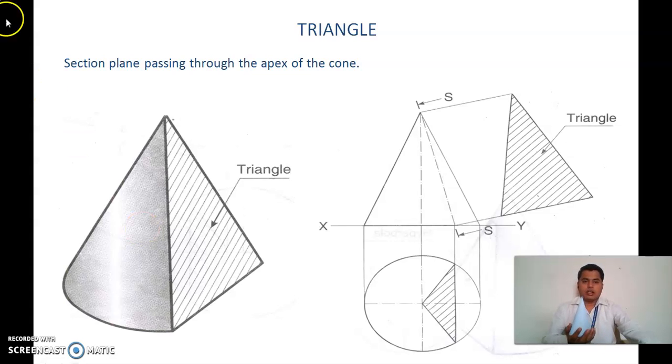Next we can see a triangle. In this case the section plane passes through the apex. Here the cutting plane SS is passing through the apex. If we cut this right circular cone in this fashion, we are getting the conic section that is a triangle. Here also you can see the hatching lines provided. So that is a triangle.